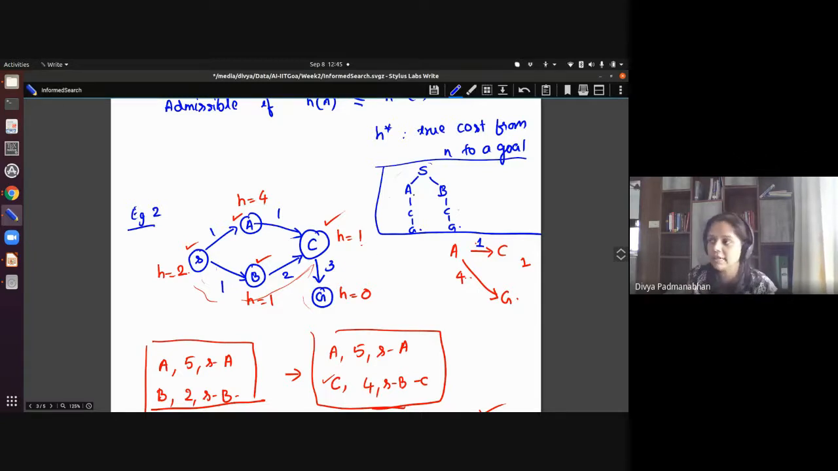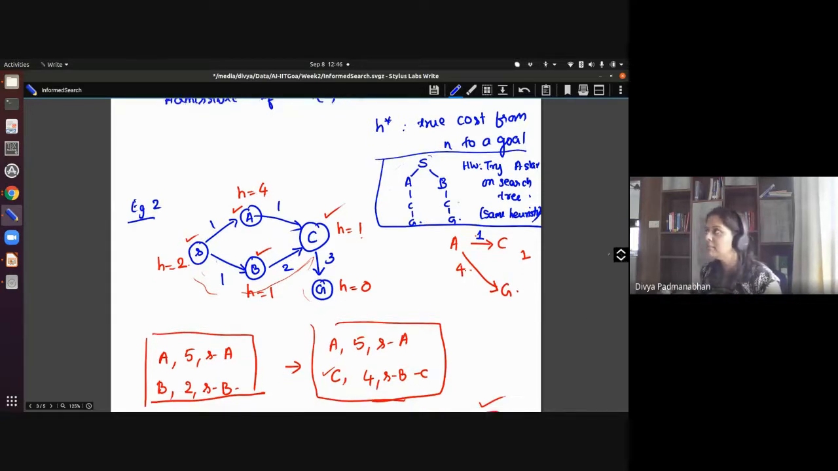So try to do A star on the search tree, assuming the search tree is your graph, with this heuristic. The heuristic that I gave here is admissible but not consistent. So try this and see what happens. This is a homework: try A star on the search tree, with the same heuristic, which is admissible but not consistent. You should see that you will get the right path there. So that's something to note.